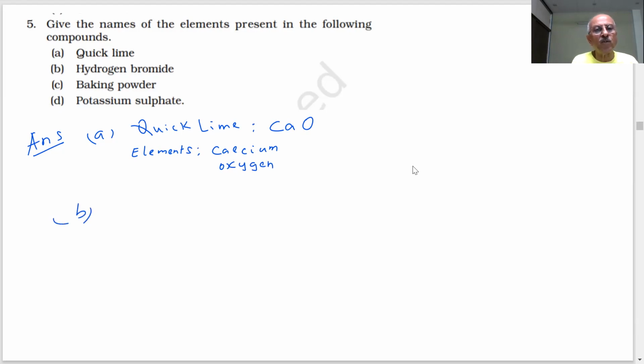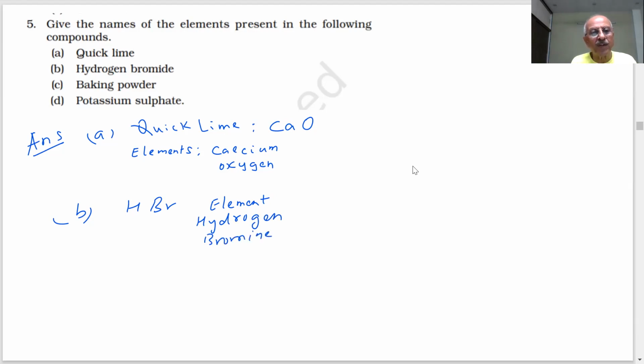Next, hydrogen bromide, students. What is the formula? HBr. Now the name itself is giving us the names of the elements. What do you have? Hydrogen and bromine. Elements are hydrogen and bromine.